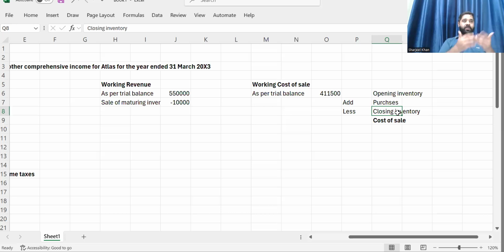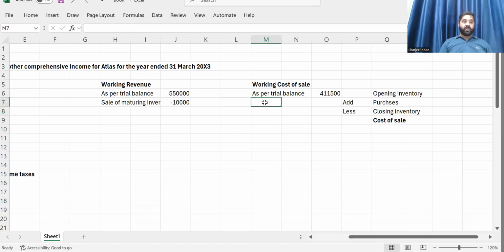It should be included in your closing inventory. Now, if Atlas recognizes the revenue, it is virtually certain that it has been removed from the closing inventory as well. So if it is removed, it means that your closing inventory is understated, because it must not be removed, as it is a repurchase agreement. If the closing inventory is understated, it means that the cost of sale is overstated. Because if you reduce the closing inventory, your cost of sale will increase.